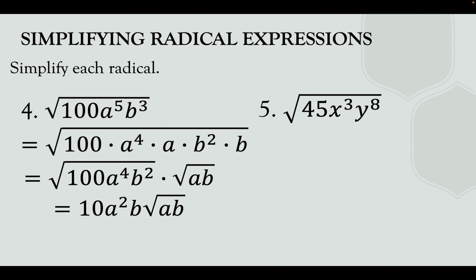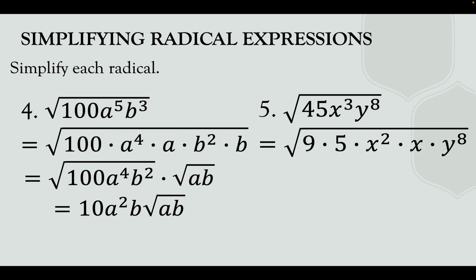Number 5, we have square root of 45 x cubed y raised to 8. So factor 45, we have 9 times 5, since 9 is a perfect square. Factor x raised to 3, we have x squared times x, and then factor y raised to 8, we have y raised to 8 there, since y raised to 8 is a perfect square.